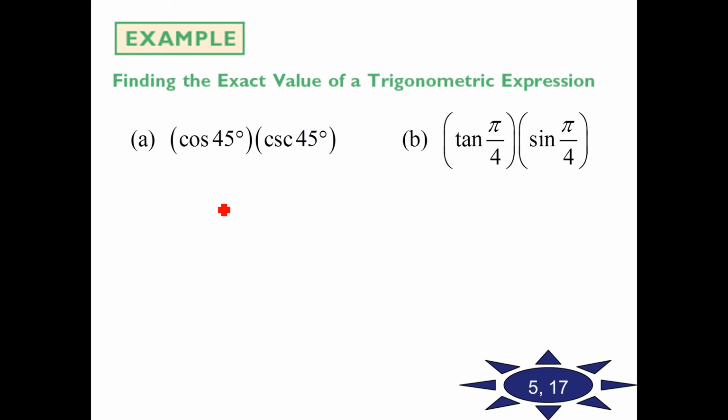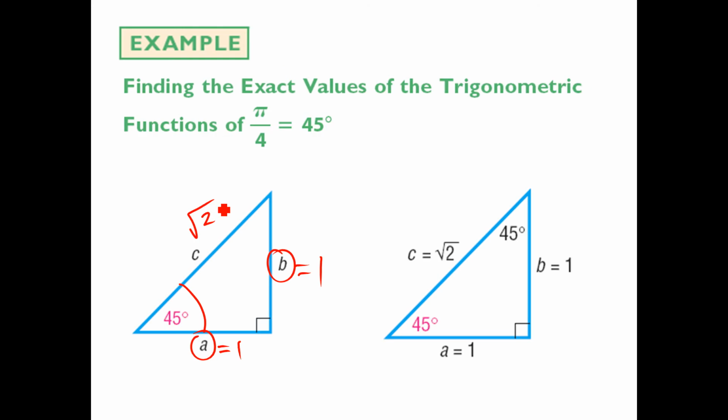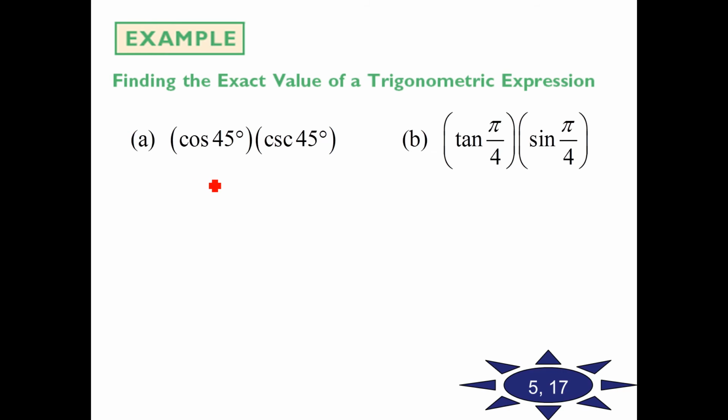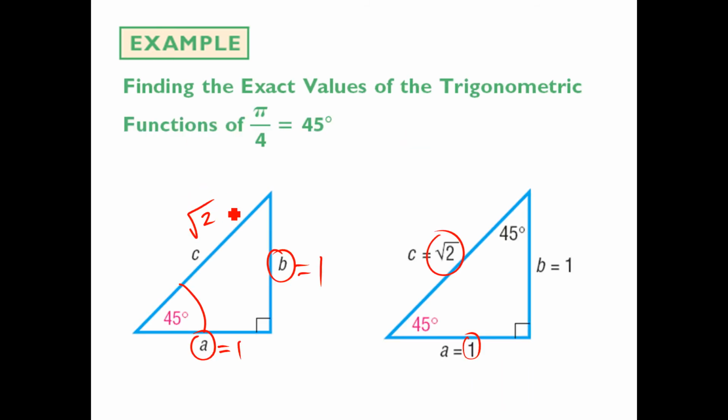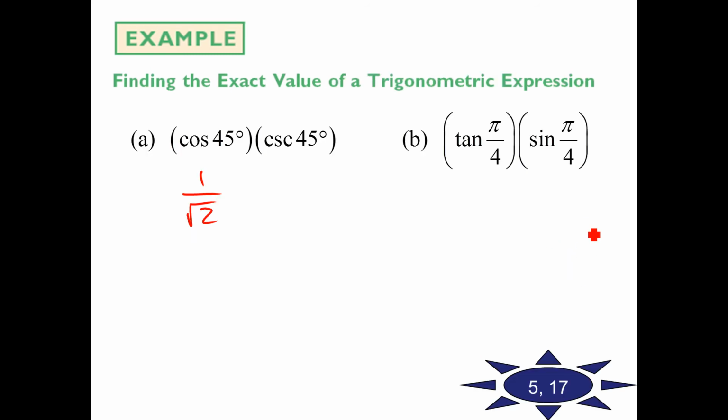All right, knowing that, let's figure out some exact values here. What's the cosine of 45? Looking back at our triangle, cosine is going to be adjacent over hypotenuse, 1 over root 2. What's the cosecant going to be? Remember, cosecant is the flip of sine. So sine would be also 1 over root 2. So root 2 over 1. If we flipped it over, those will cancel, and we end up with 1.